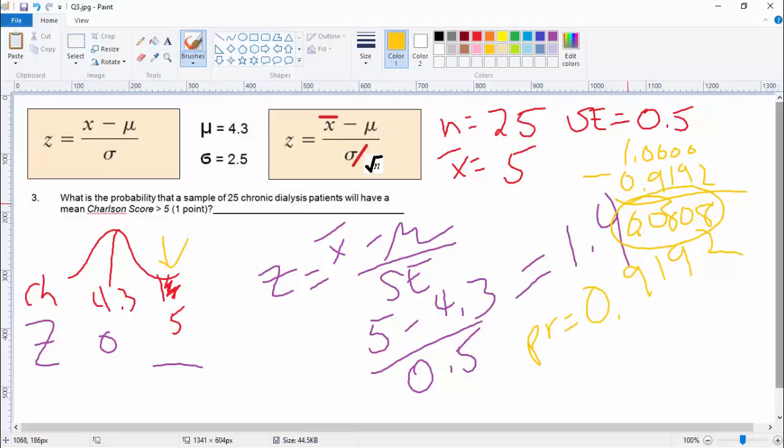0.0808. So you see, it keeps getting smaller, because the more people you involve, the less probable it is that a whole mean is going to be way up here. If you have just one person, yeah, you might get lucky and get somebody up there. But if you get 25 people, you're really going to have to get some odd people to get their whole mean to be up there. So that's why this probability keeps going down. I mean, that's essentially why. All right, well, let's move on.